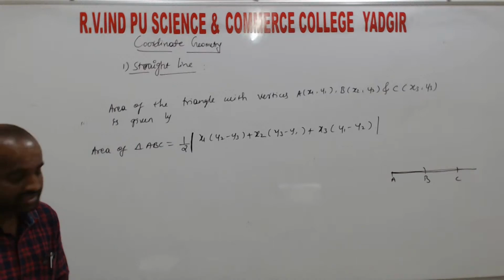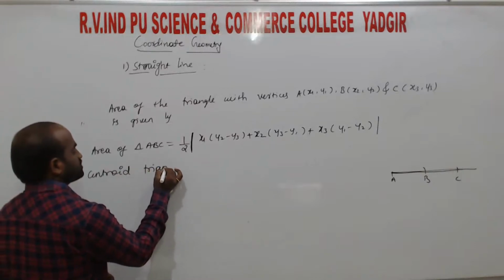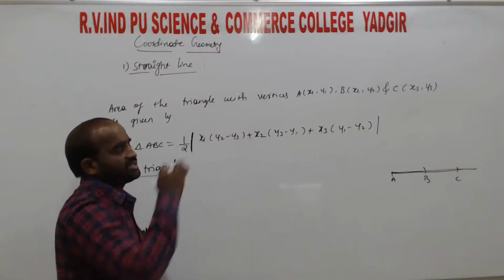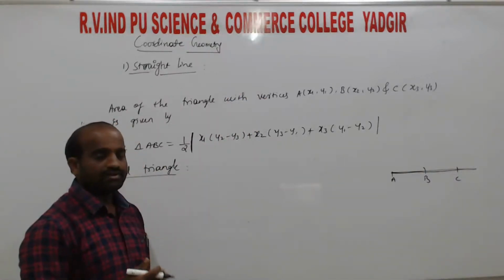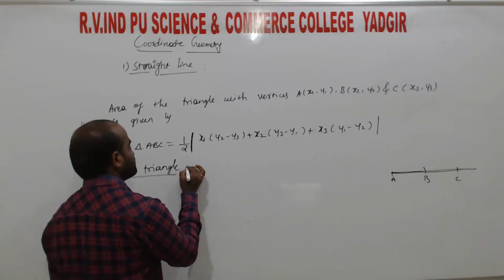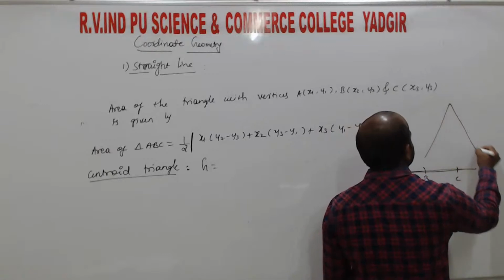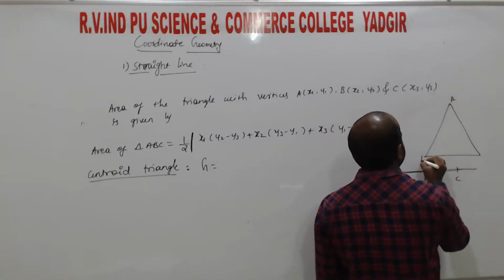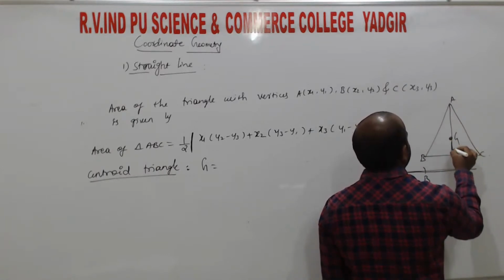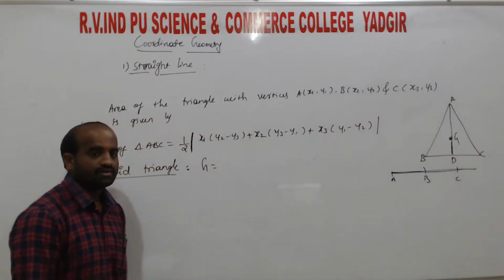Next, centroid of triangle. Same A point, B point, C point. Centroid of triangle, with A, B, C points given. Now the formula: G is the centroid of triangle with vertices A, B, C.